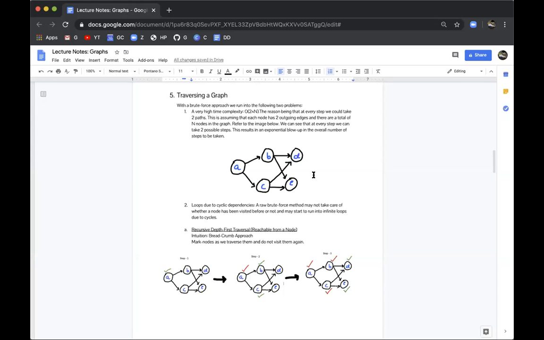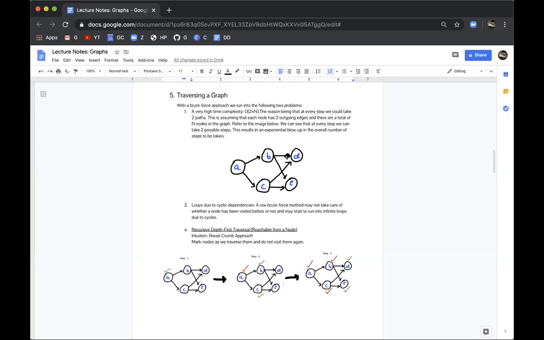So if you want to traverse this in a brute force manner, which is the simplest possible way of traversing, at each node you will jump to each of its children. So when you are at A, you will jump to B and C. When you are at B, you will jump to D and E. When you are at C, you will jump to D and E.